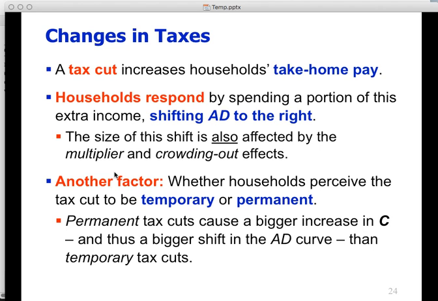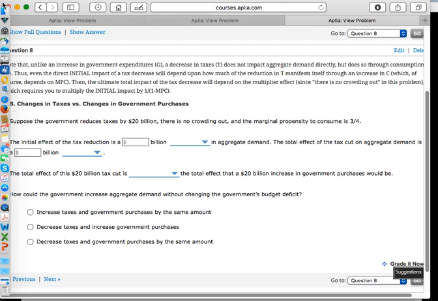I also mentioned, although not relevant for this question, whether households perceive the tax cut to be temporary or permanent. But the important point here is that when you reduce taxes, that increases aggregate demand by increasing consumption, but households do not spend all of that increased income from a tax cut. They only spend a portion of it determined by the marginal propensity to consume. So if we go back here, it says, suppose the government reduces taxes by 20 billion.